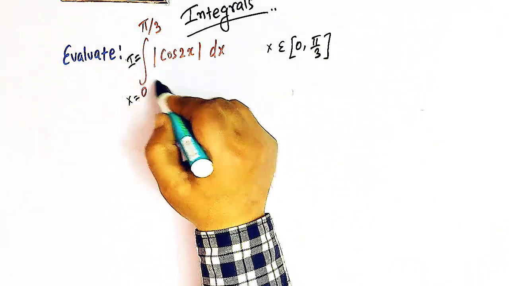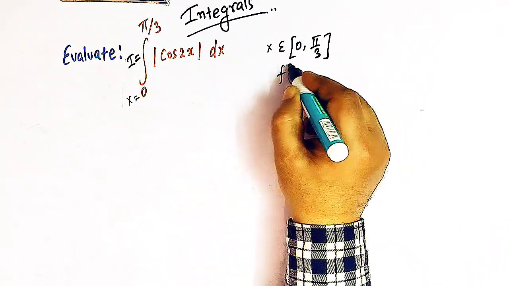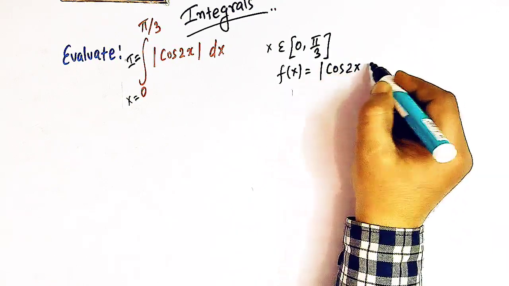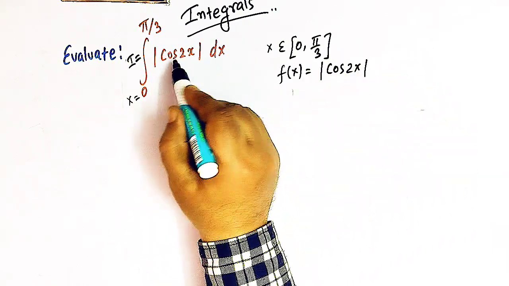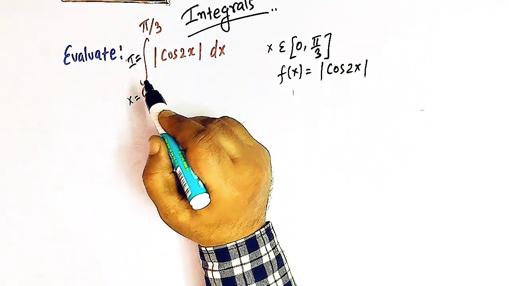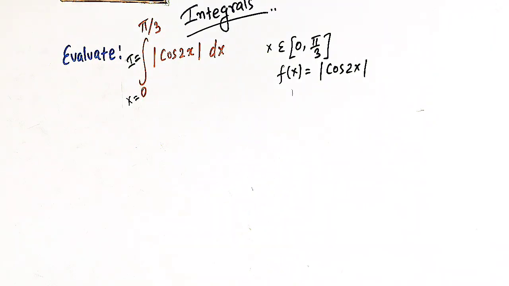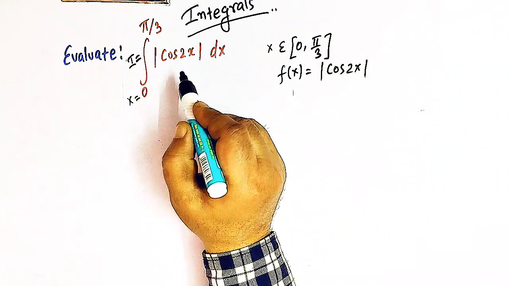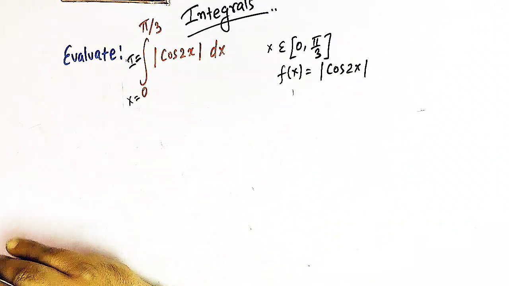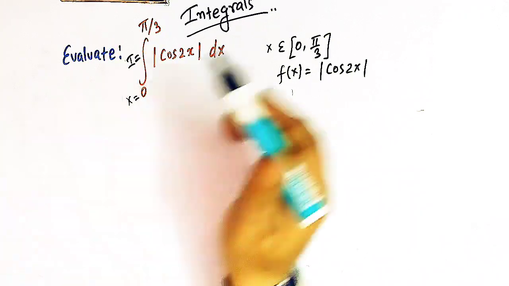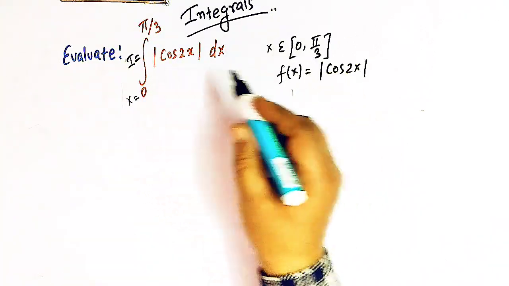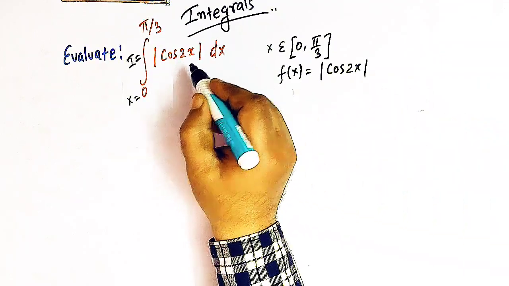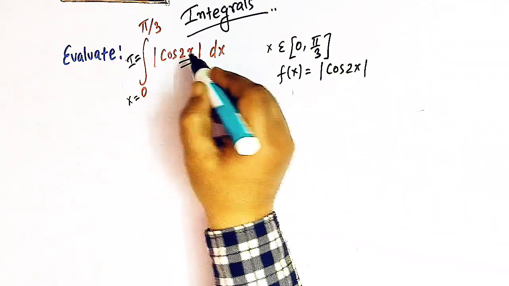Now here the integrand may be taken as f of x is equal to mod of cos 2x. To find the value of this integral, we have to make use of the sign convention of trigonometric functions in the four quadrants, and then the definition of the absolute value function. So let us first apply the method of substitution. Here we have cos of 2x.